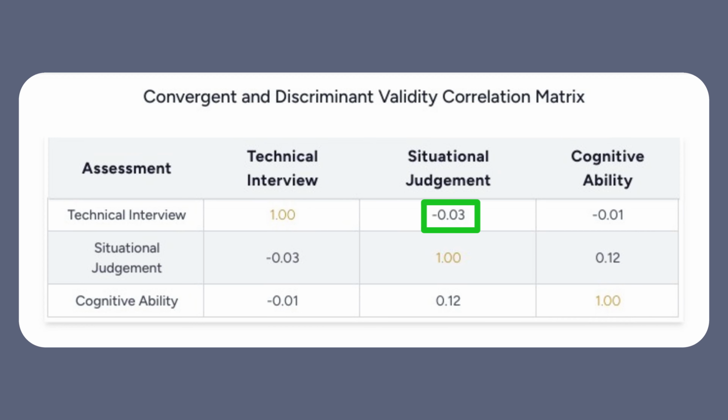Next, let's look at the correlation between the situational judgment assessment and technical interview. Rather than a perfect positive correlation, we are instead seeing a weak negative correlation. This indicates that these assessments are likely measuring two different constructs. As we compare the cognitive ability assessment with the technical interview, we see a similar pattern. It is also a negative and weak correlation. Now moving on to the correlation between the situational judgment test versus the cognitive ability test. This is displaying a positive correlation, however, it is important to note that this is still considered relatively weak.